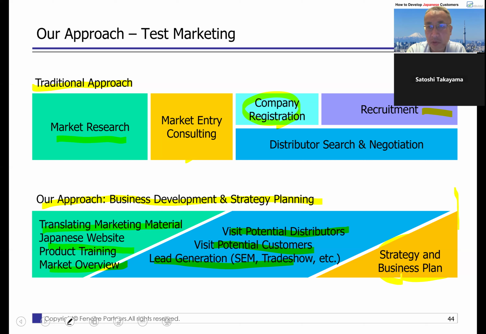So the output of our 6 month project is not only a report. Of course, the report is made on the actual market response. At the same time, you will have distributors and potential customers, marketing material, and a Japanese website. I think it's more suitable for SMEs, mainly small to mid-sized companies.